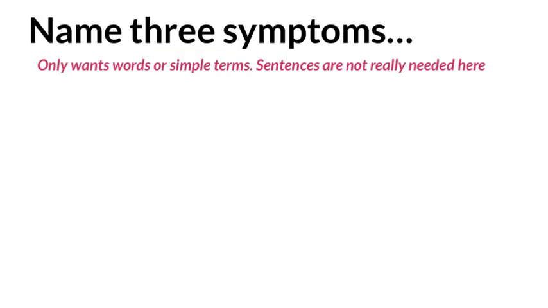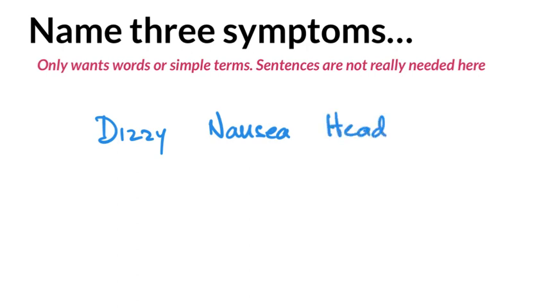Right, probably the simplest one, name. Now, in the question in our task, it said name 3 symptoms of concussion. So if we are doing that, all the question wanted you to do was simply to write down the names or a term, simple terms. So we could write dizzy. We could write nausea. We could write headache.